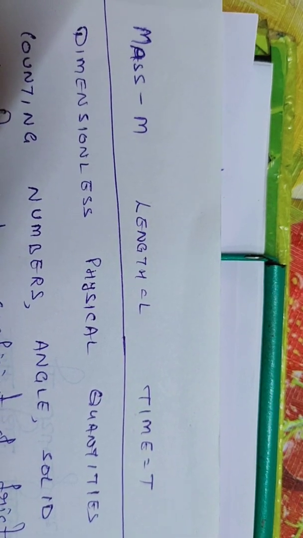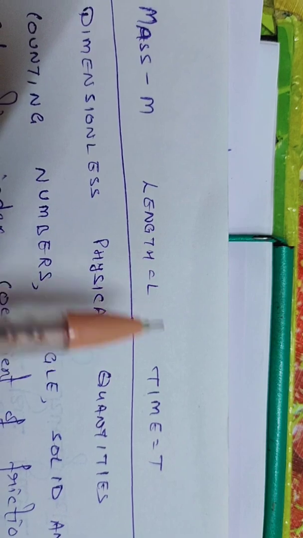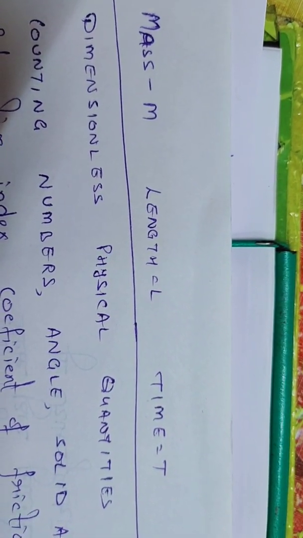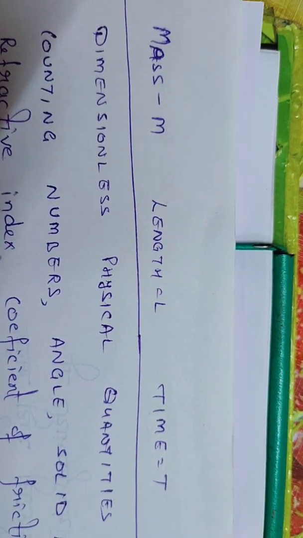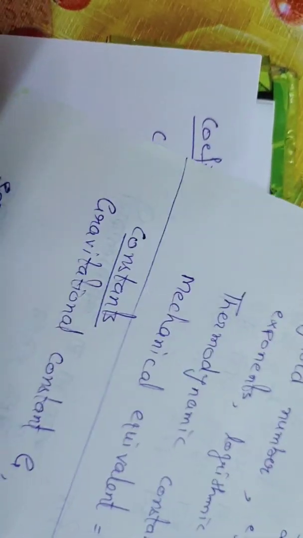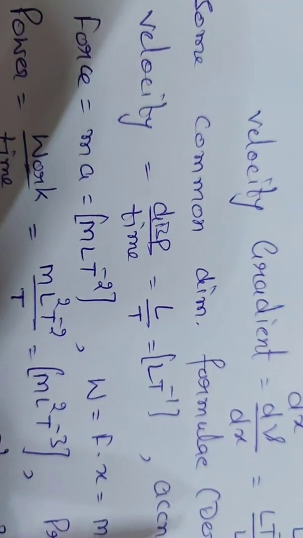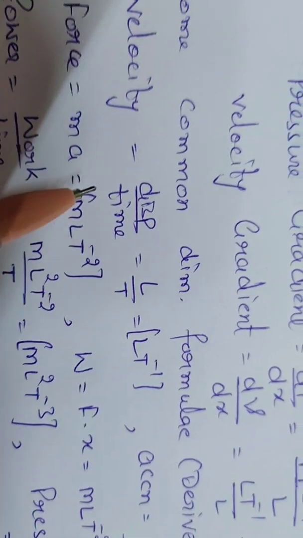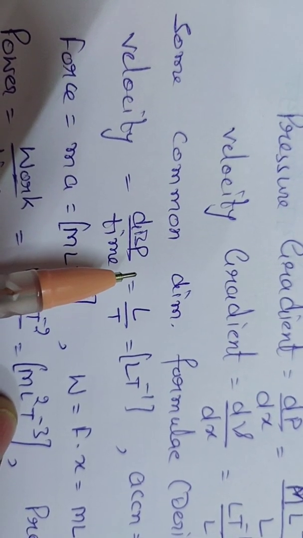In dimensional formula, we consider M for mass, L for length, and T for time. These are the three basic or fundamental quantities which we consider to start the derived dimensional formulas. Derived dimensional formulas are those dimensional formulas which are combined, either multiplied or divided, by some basic dimensional formulas.